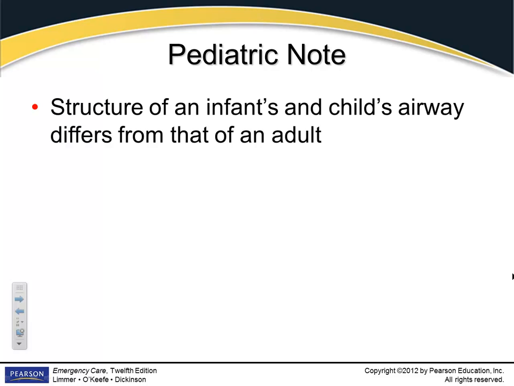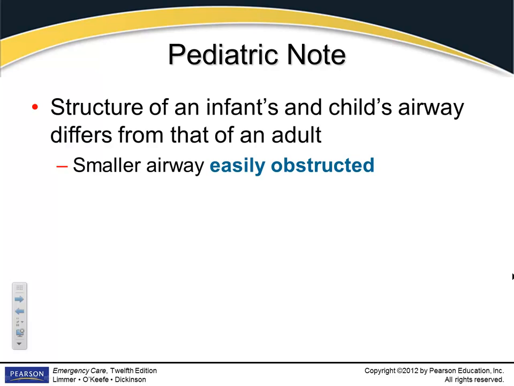Now, we talked about this a couple times before, and we'll hit this later on in the pediatric chapter. Kids have different structure to their airway than adults do. Their airway, of course, is smaller, but it's more easily obstructed for a couple different reasons. One in particular, and I believe I've told you this before, but I'm going to tell you again so you don't forget.